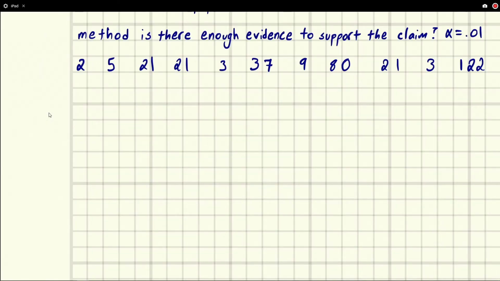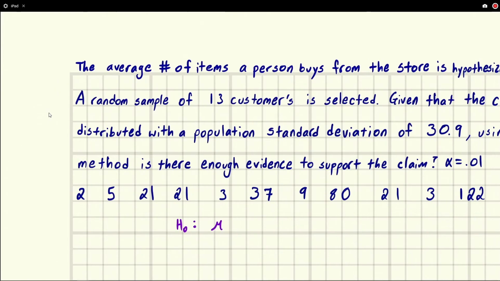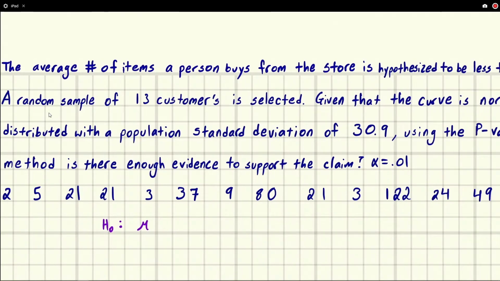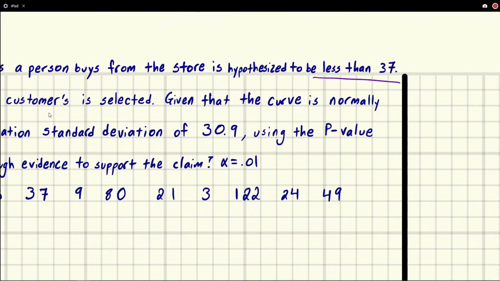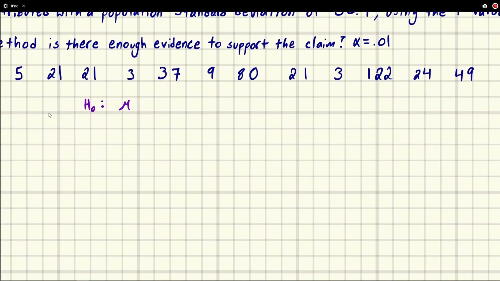Our null hypothesis is H0, that the mean, because here they're saying that the average number of items a person buys from the store is hypothesized to be less than 37. But the null hypothesis we make equal to, so we're going to make this equal to 37. That's the default, that it actually is 37. The alternative is what we're suggesting, that it's actually less than 37. 37 is too big. So that's our alternative hypothesis.